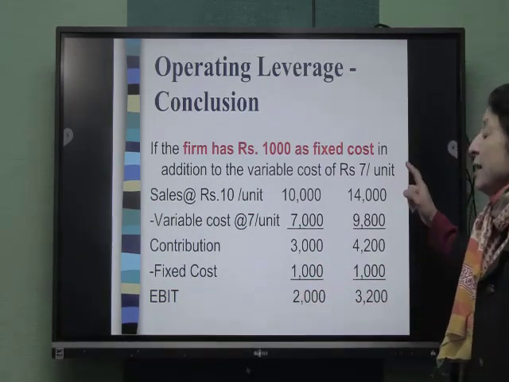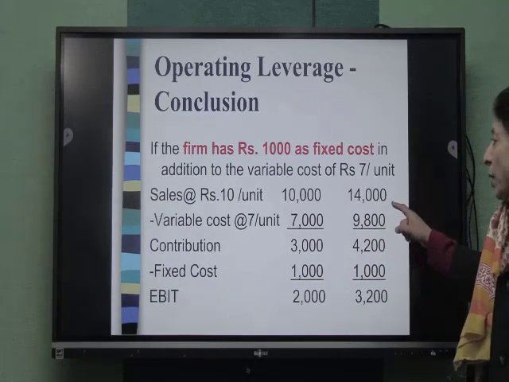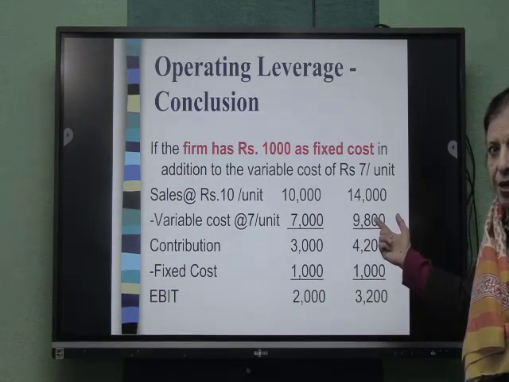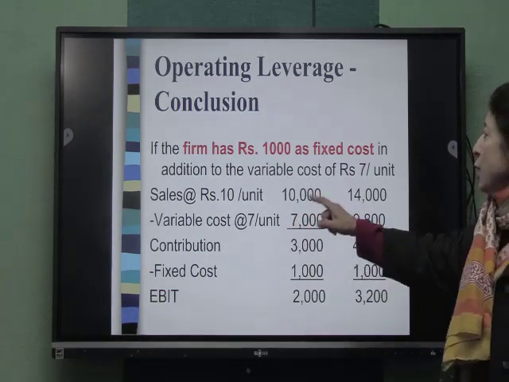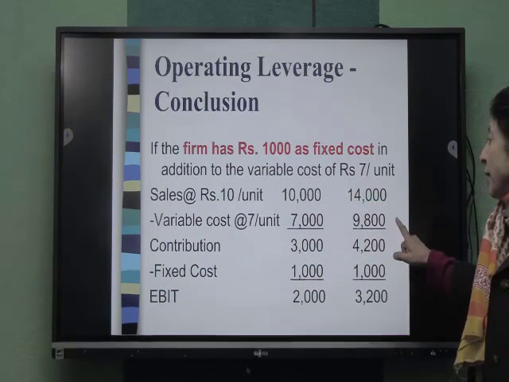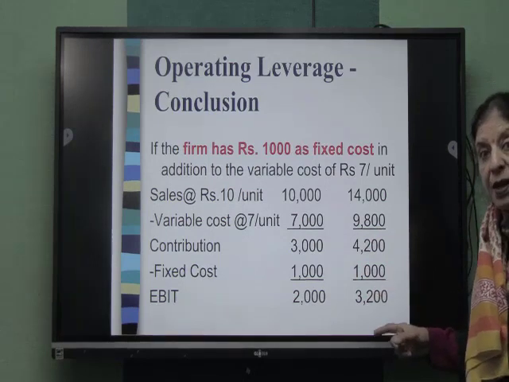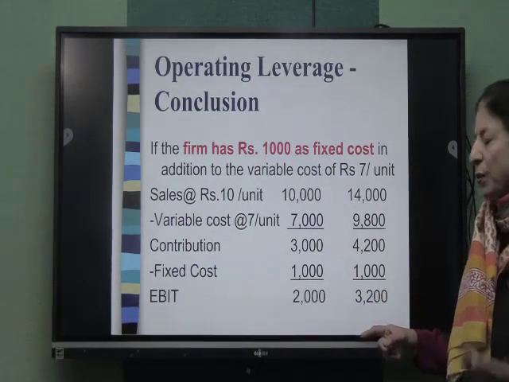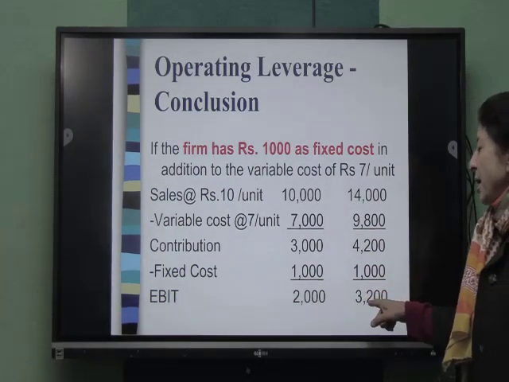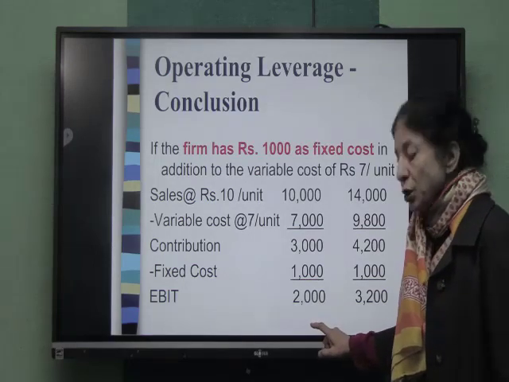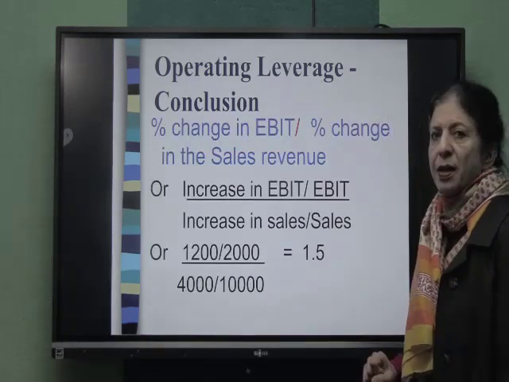Now, in the second situation, it is 14,000. The variable cost is 9,800 because it is 7 rupees into 1,400 units. That comes out to be CM equal to 4,200, and the fixed cost remaining the same, that is 1,000, and hence EBIT comes out to be 3,200. Let's calculate operating leverage in this case.